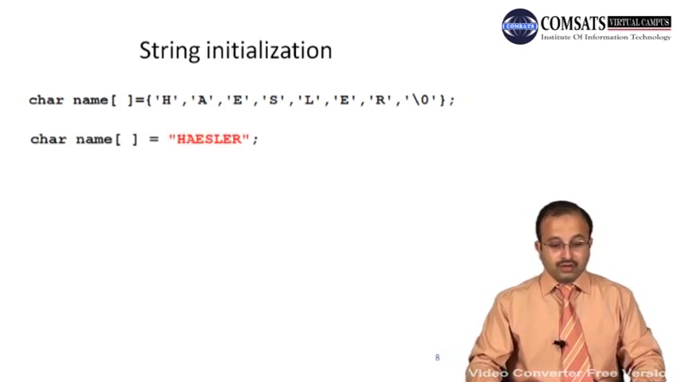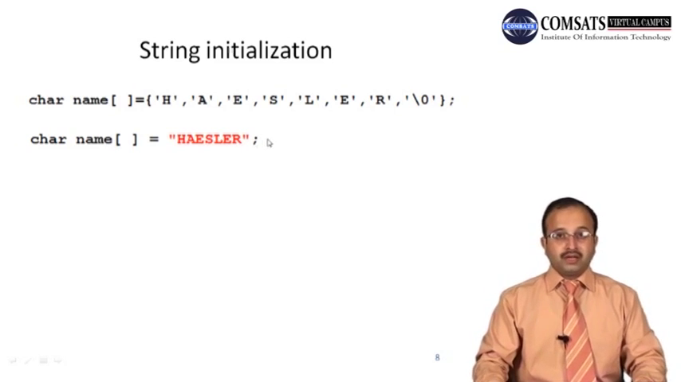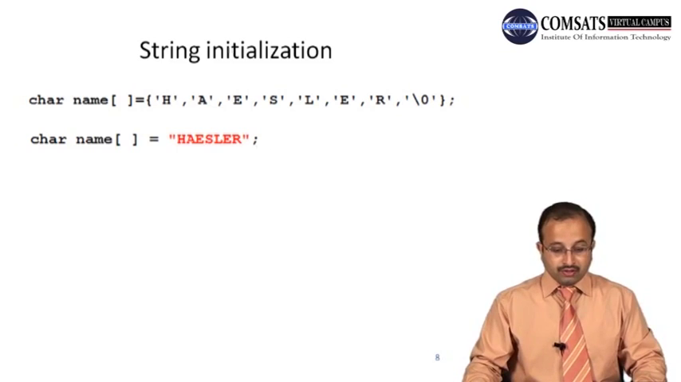This is another way to initialize a string. This is actually a string constant. In the double quotes you write the same string, H-A-E-S-L-E-R, Haesler. This is in double quotes, but you can see there is no null character over here. It doesn't mean that this string doesn't terminate at a null character. In fact, when you initialize a string with a string constant, in the red you can see this is a string constant, while these H, A, E are character constants, right?